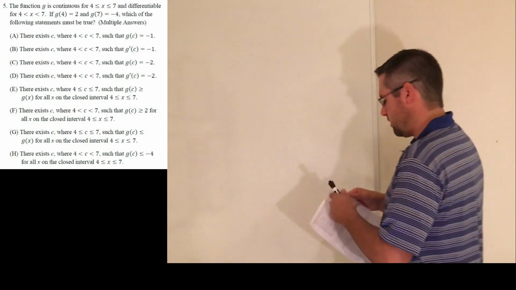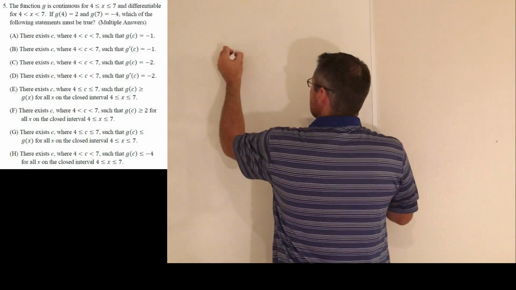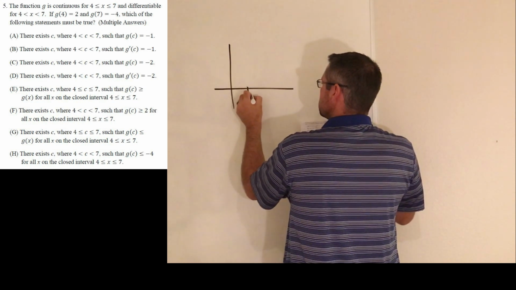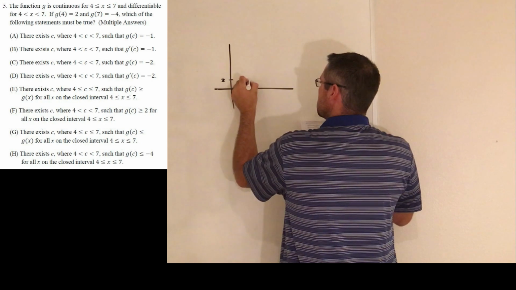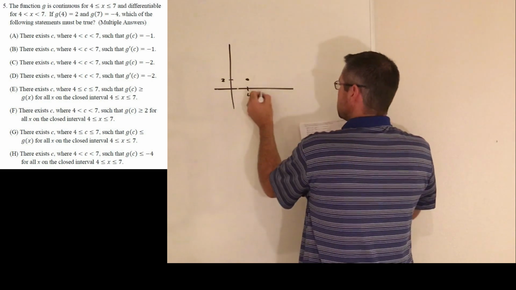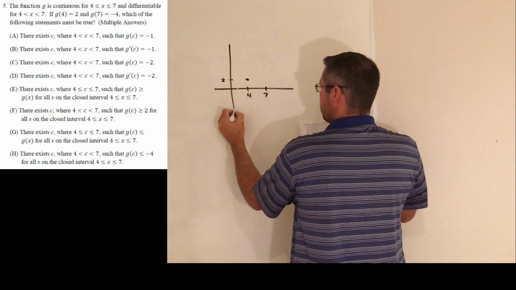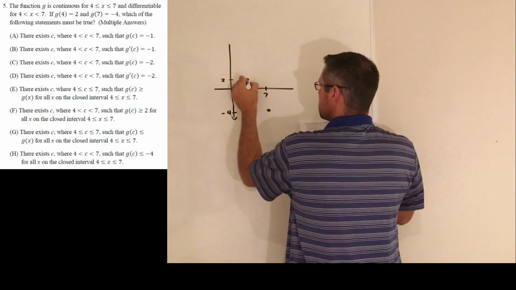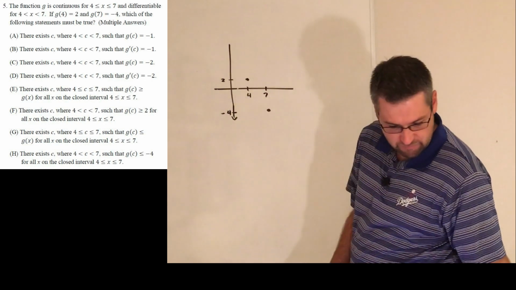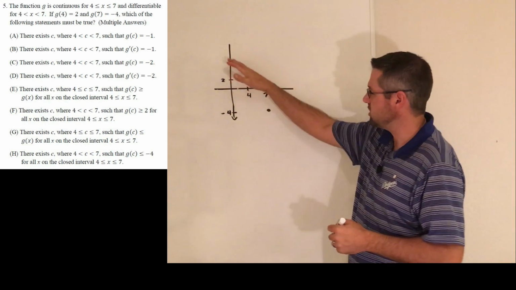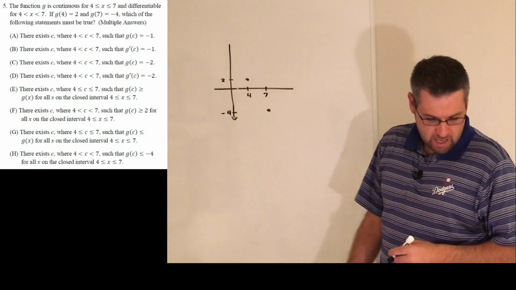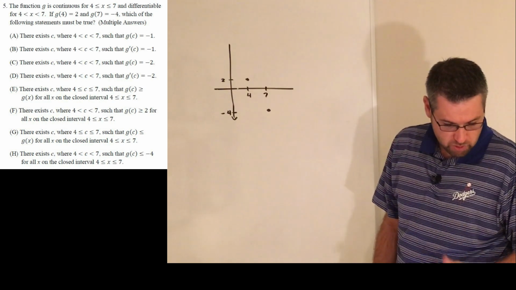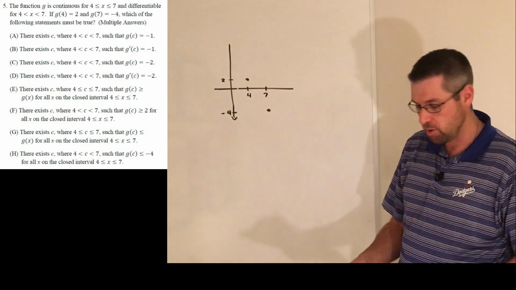So it gives us some points here. It says that g of 4 is 2, so I'm going to say that this is 4 and this is 2. So g of 4 is 2, and then g of 7 is negative 4. So maybe negative 4 is down here. So we have these 2 points. We know that this function is differentiable over the open interval, which means essentially it's smooth and it never goes vertical. And we know that the function is continuous over the closed interval. So we're going to just look for which one of these statements are true. And there are multiple answers here.